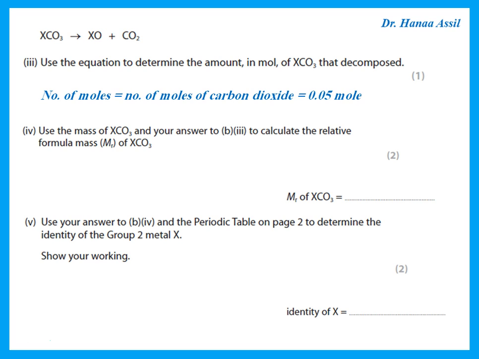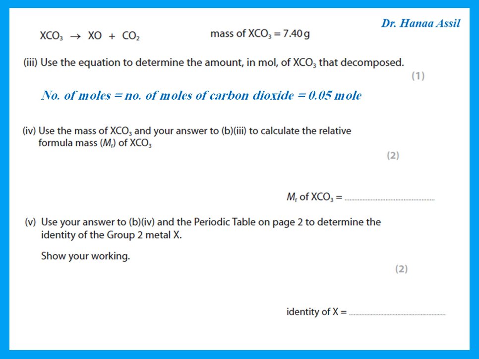Then he says use the mass of XCO3 and the answer to B3 to calculate the relative formula mass of XCO3. Remember that the problem is I don't know what X is. So I cannot get MR directly. I cannot say carbon is 12 plus oxygen is 16 times 3 plus X. I don't know what X is. So I need to get the MR in a different way. How do we get MR? Which equation has MR in it?